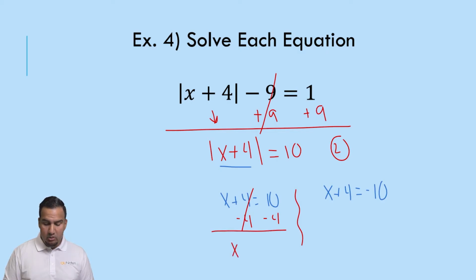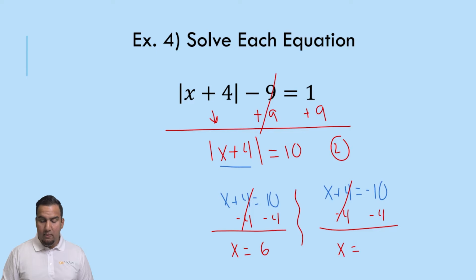On the left side, it's going to cancel. And on the right side, 10 minus 4 is going to be 6. That's my first solution. On the second equation, I'm going to subtract 4, the same step that I did on the first one. But you'll notice on the right side, I have x equals negative 10 minus 4.